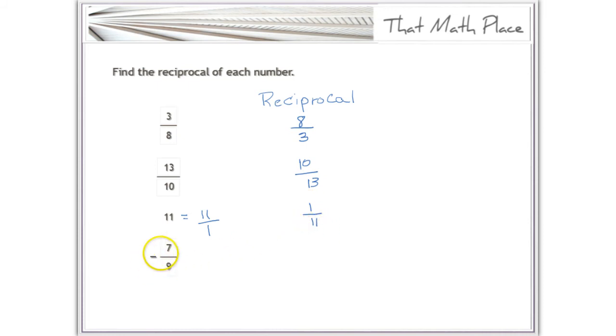Now let's look at negative 7/9. Whenever you have a fraction or a number that has a sign, you keep the sign. So this is a negative fraction, so our reciprocal will still be negative, but we do the same thing we've done before. We take the denominator and make it the numerator, and take the numerator and make it the denominator. So the reciprocal of negative 7/9 is negative 9/7.